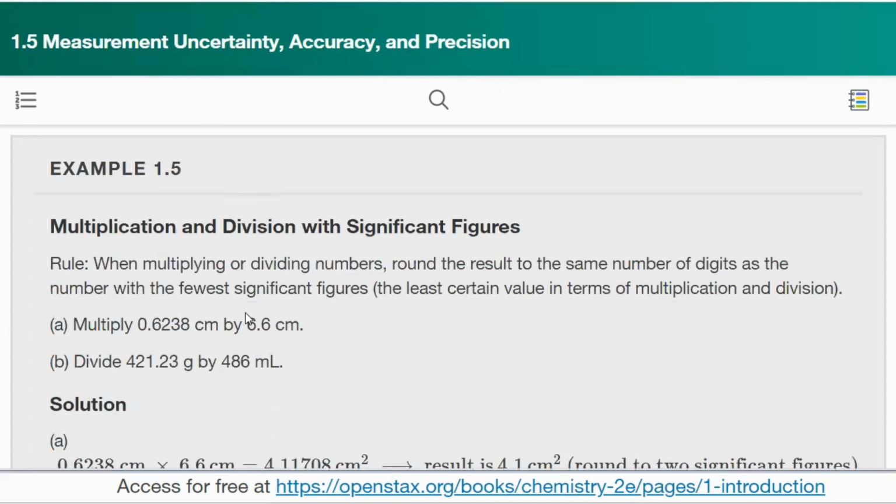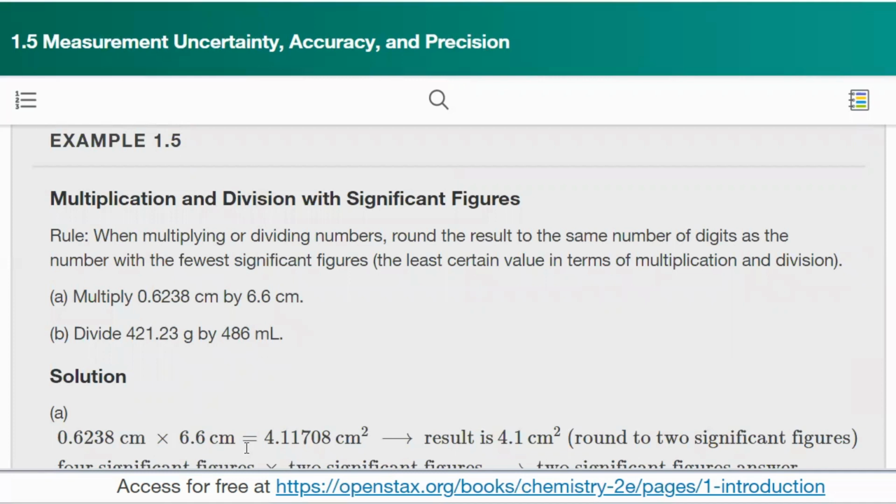Multiplication and division. Example 1.5 in this section. Rule: when multiplying or dividing numbers, round the result to the same number of digits as the number with the fewest significant figures, the least certain value in terms of multiplication and division. So multiply 0.6238 centimeters by 6.6 centimeters. Let's see the answer.